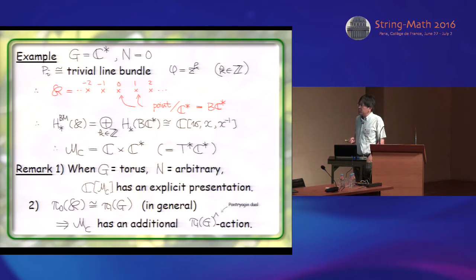So if G is semi-simple, then pi_1(G) is a finite group, and the Pontryagin dual is also a finite group. This is not so interesting. But if G is, for example, a general linear group, then pi_1(G) is Z, so its Pontryagin dual is C star. So if G is a general linear group, it means we have a C star action on the Coulomb branch. So this is an example. The C star action, in this example, is just rotating this C star.